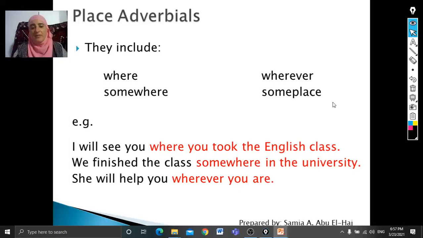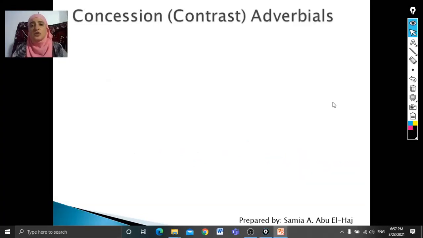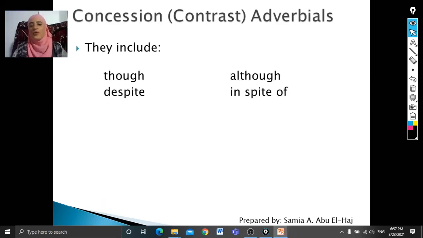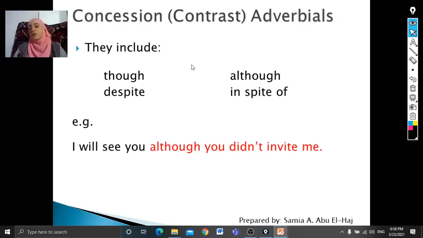Next, adverbials are concession or contrast adverbial. They give us something opposite to the verb. So we have the verb, and then we tell you something opposite. They include although, though, in spite of, despite. Now notice in spite of, space, okay? Although, one word, though, and despite, okay? So for example, I will see you although you didn't invite me.